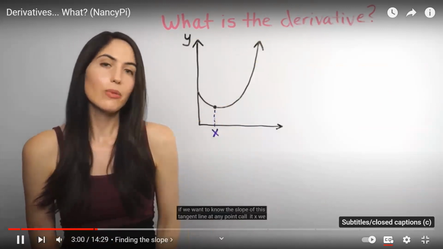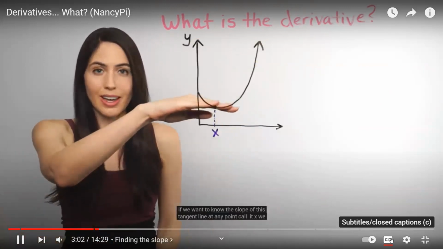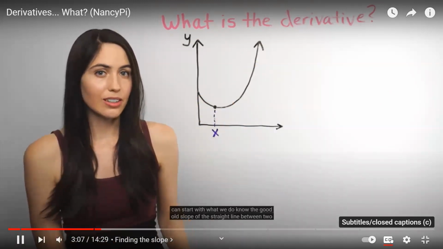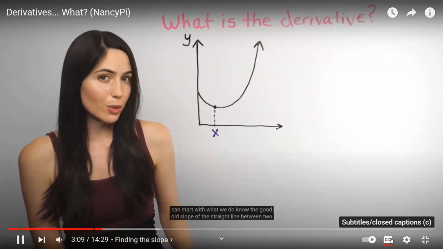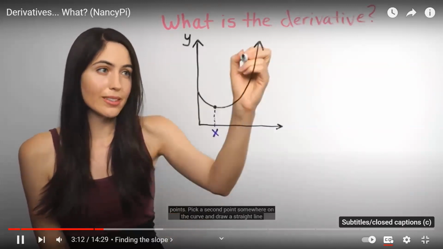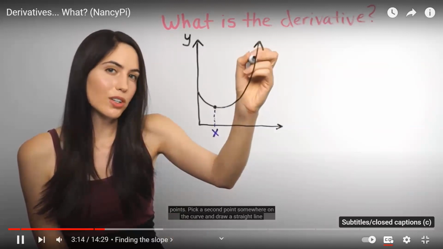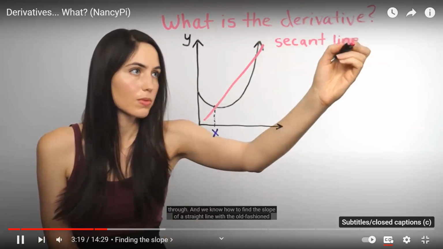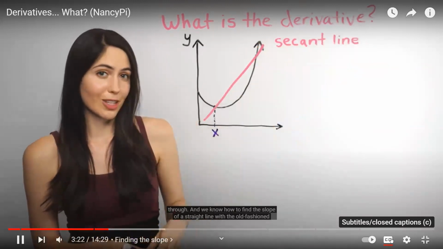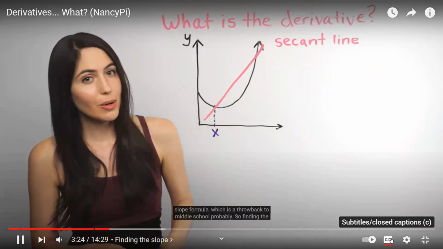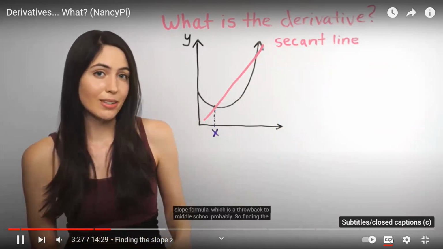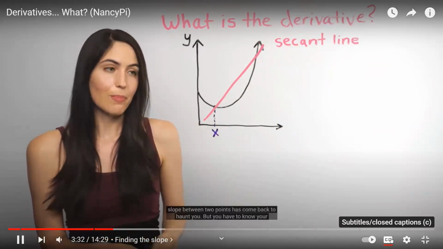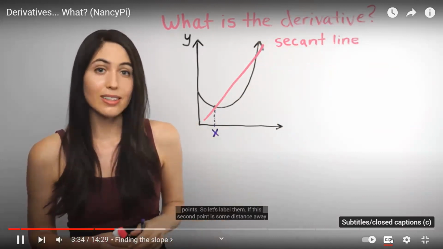The derivative: if we want to know the slope of this tangent line at any point, call it x, we can start with what we do know, the good old slope of a straight line between 2 points. Pick a second point somewhere on the curve, and draw a straight line through. And we know how to find the slope of a straight line with the old-fashioned slope formula, which is a throwback to middle school probably. So finding the slope between 2 points has come back to haunt you. But you have to know your points, so let's label them.